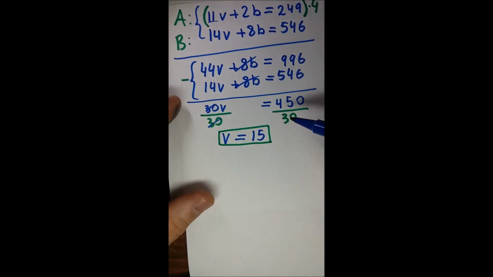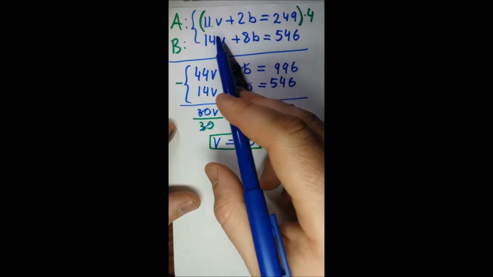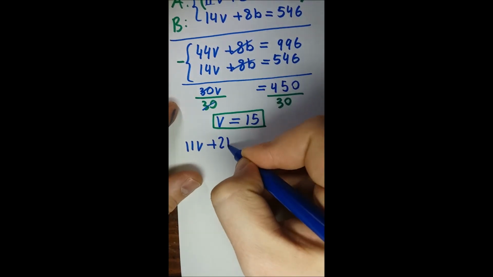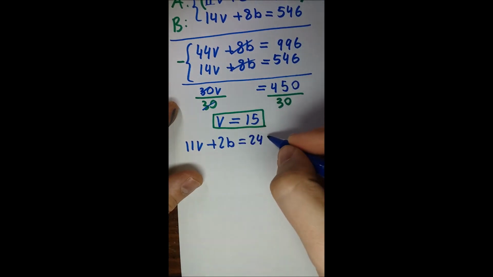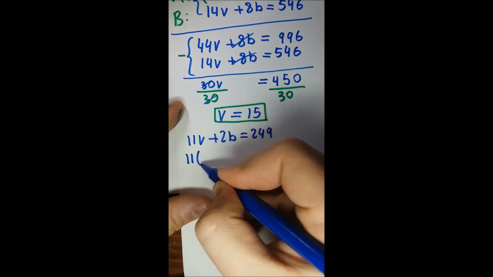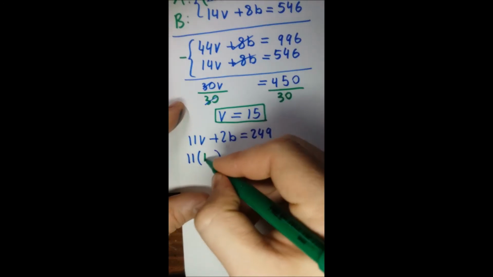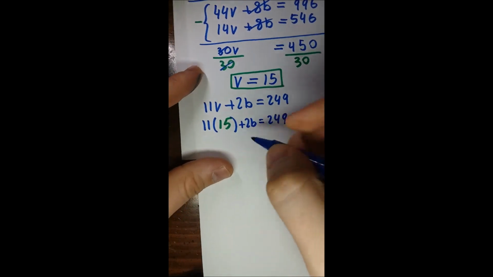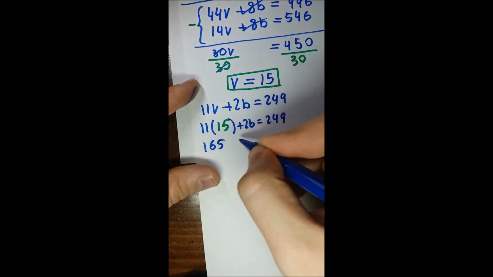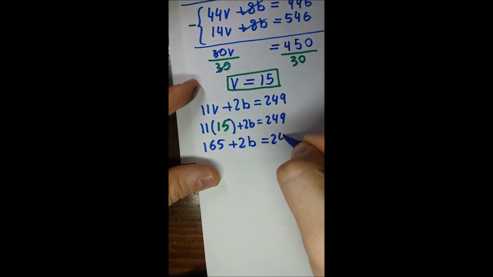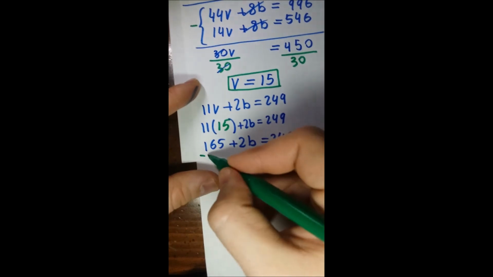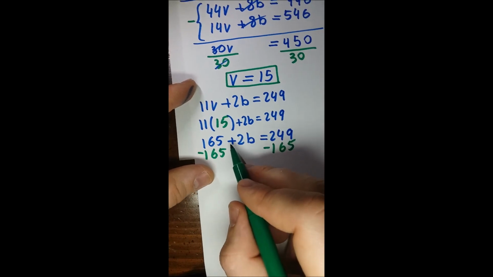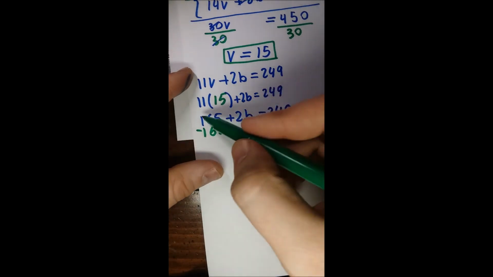Now that we found that out, choose any of the equations above. I say the easiest one to work with would be the top one, right? So it's going to be 11v plus 2b equals 249. Okay, so instead of v now, we're looking at 11 times 15 plus 2b equals 249. 11 times 15 is going to be 165 plus 2b equals 249. So now let's go ahead and subtract 165 from both sides. Because it's a constant and it's isolated, separated by the plus or minus sign from the variable, it's really easy to remove.